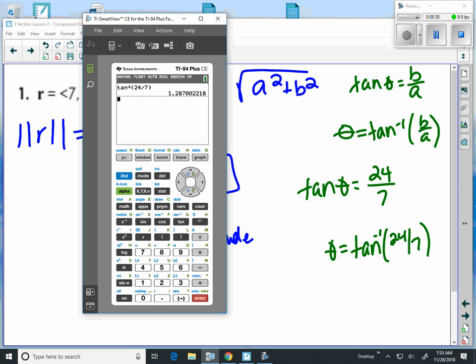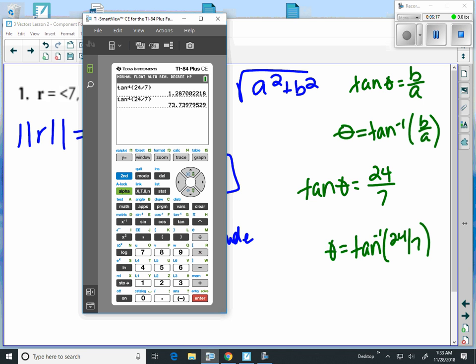I did change my note. Sorry, I just want to make sure that that's right. Okay. Make sure. Yep, we're not in degree mode. So right here, if you press mode, go down, make sure it's on degree. If it's not, that's why I got a weird number. Okay. Try it again here. Second tangent.